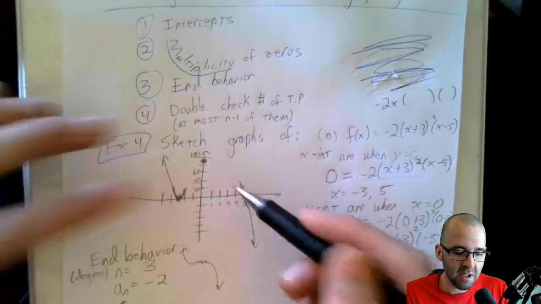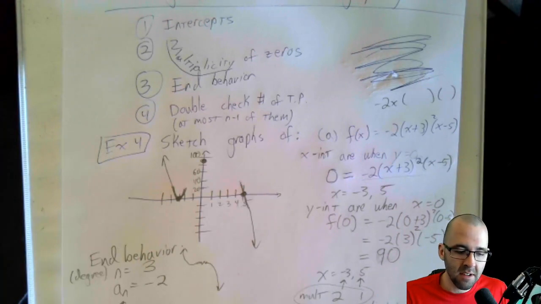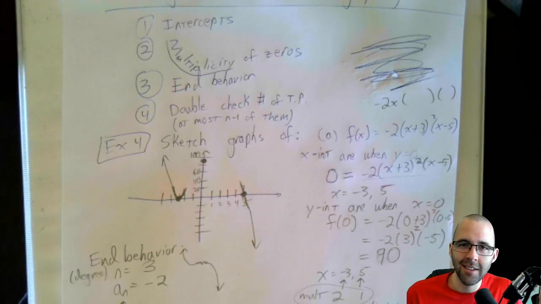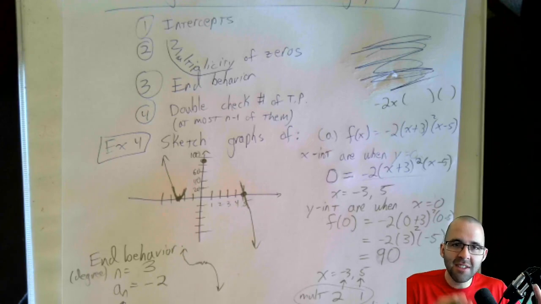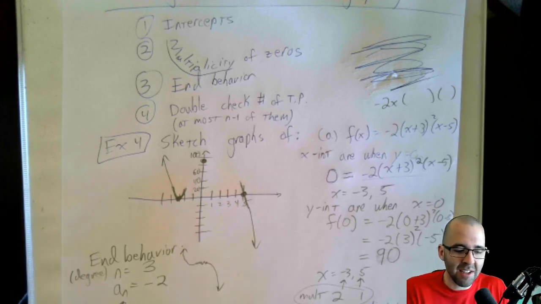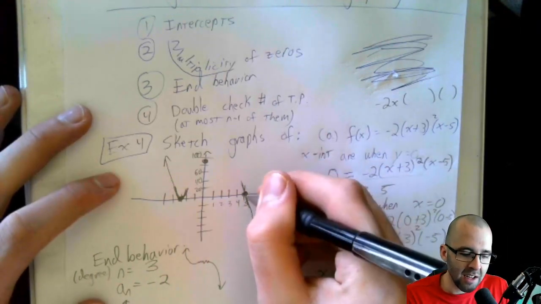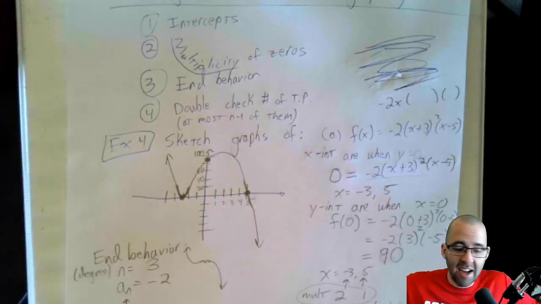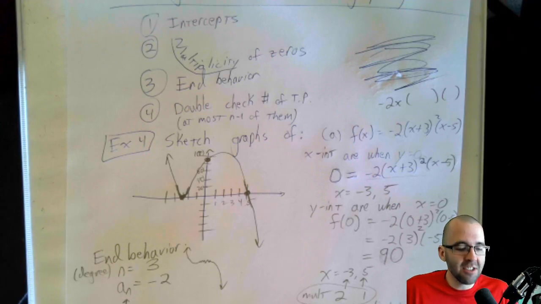So let's just connect the dots. Parabolas are smooth. They have curves. So just fill this in as you want it to be filled in. Who knows, maybe it looks like that. Maybe it doesn't look like that. You're just sketching. You're just getting an idea of what it looks like. Maybe it looks like that.